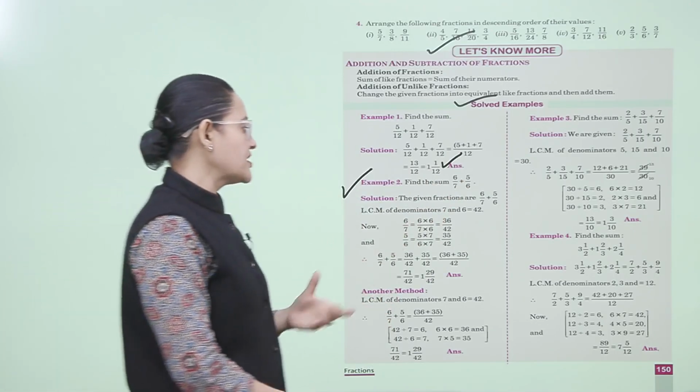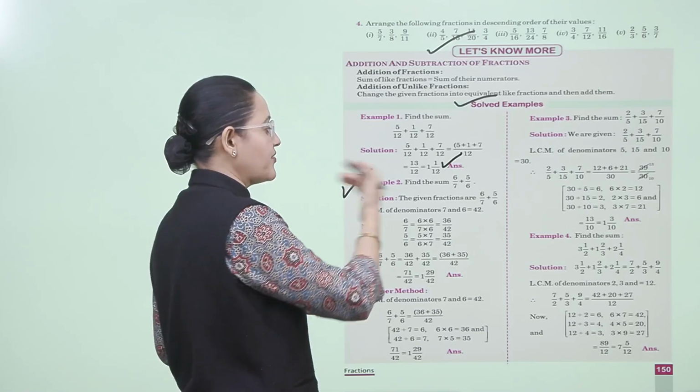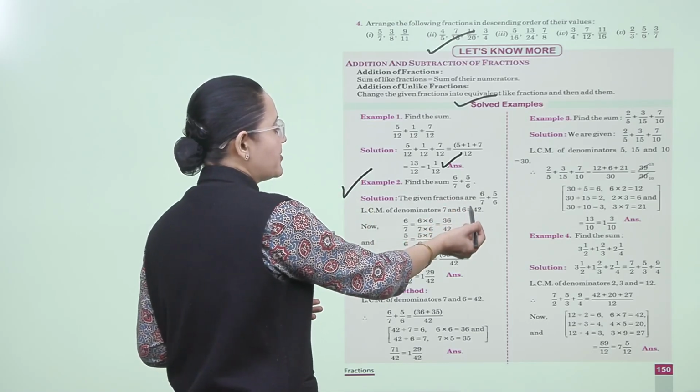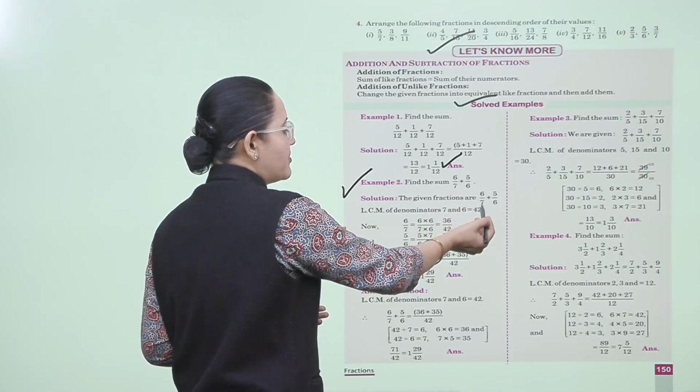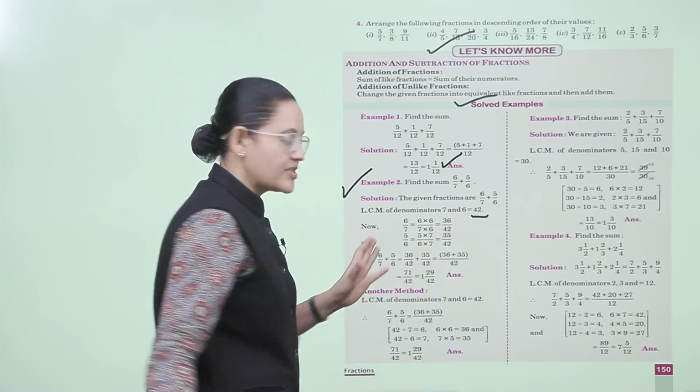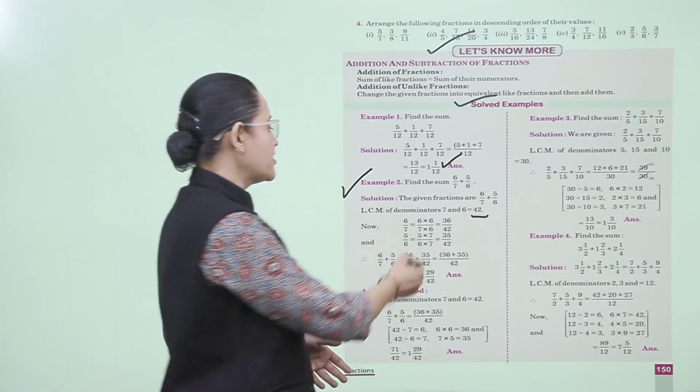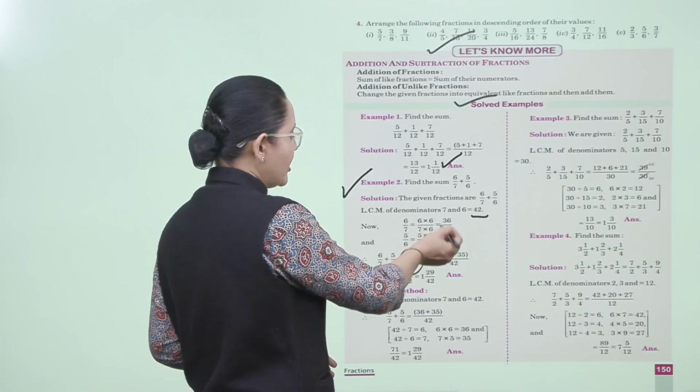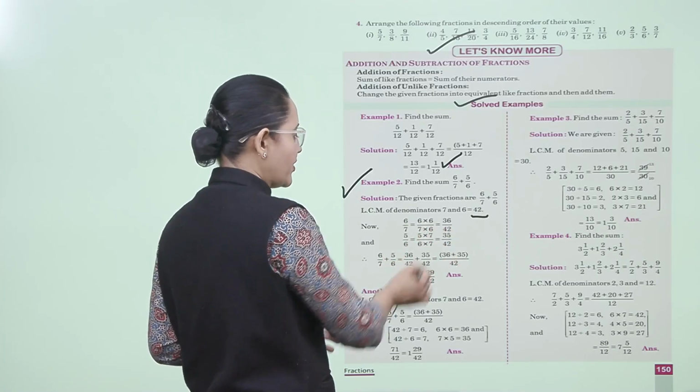Here we have to find the sum of 6 by 7 and 5 by 6. So they are unlike fractions. First we'll convert into like fractions by taking the LCM of the denominators. So LCM of 7 and 6, that is 42. So we'll convert into equivalent fractions having the denominator 42.